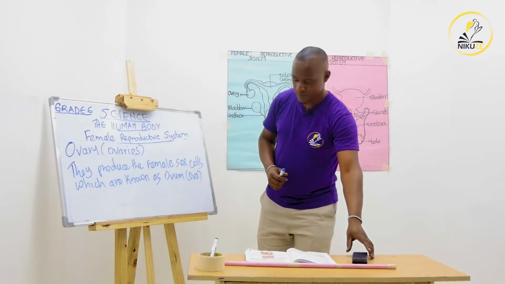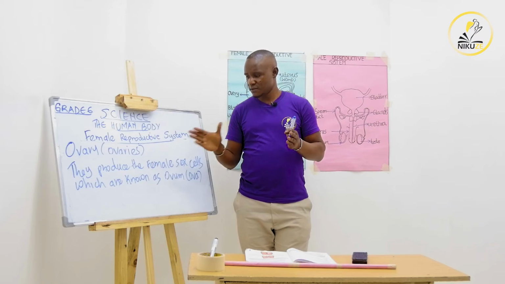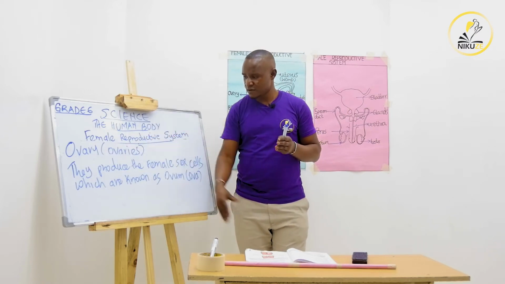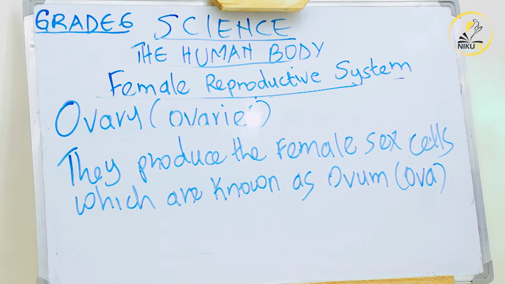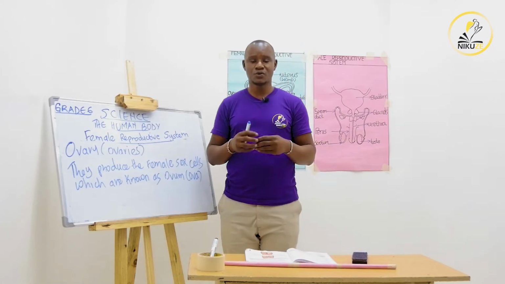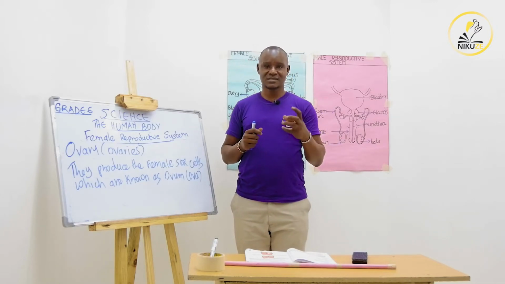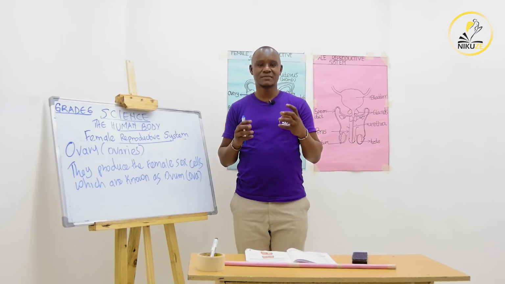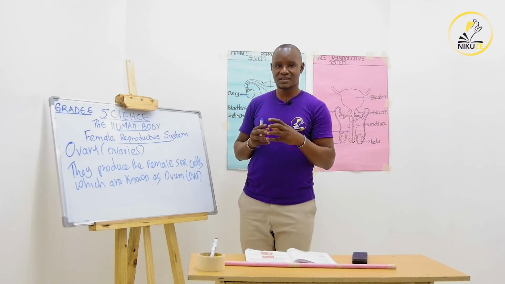We've said that the female reproductive system comprises the ovary, in plural the ovaries. Their function is to produce the female sex cells, which are known as the ova. The ovaries release this ova after every 28 days. When this happens, the female starts to undergo what is called menstruation. Menstruation occurs when the female releases the sex cells. When these sex cells are released, it means that the female sex cells, the ova, did not come into contact with the male sex cells, which are the sperms.